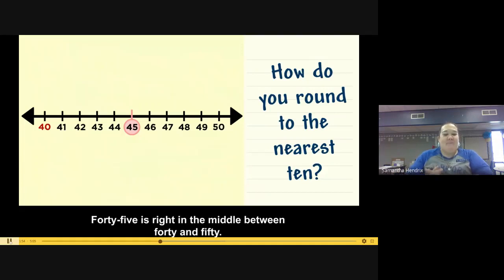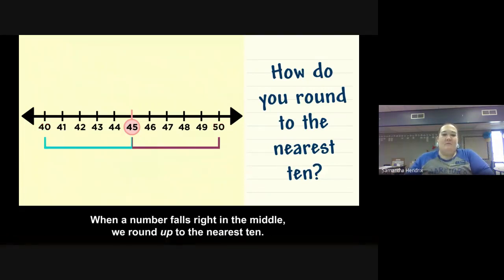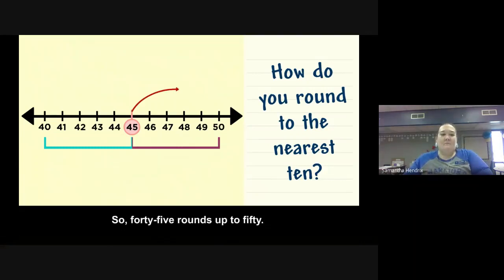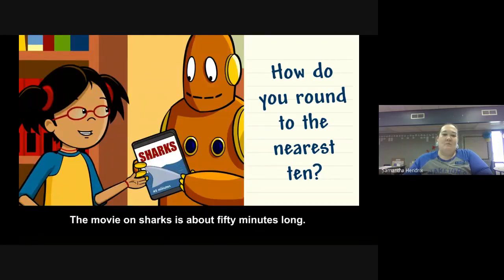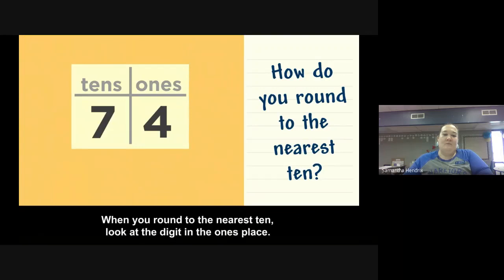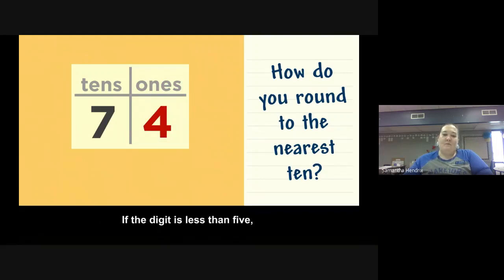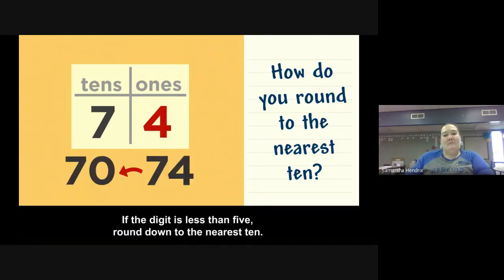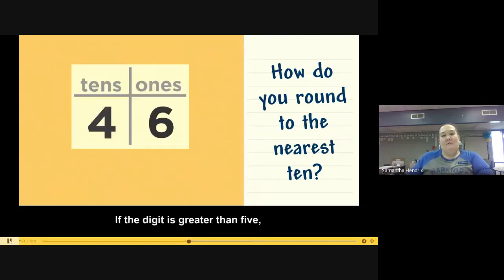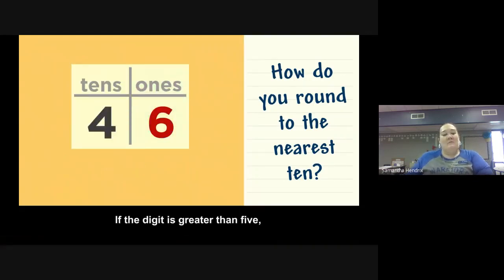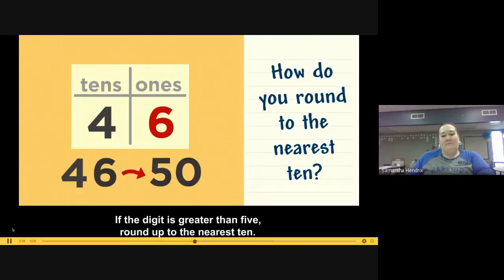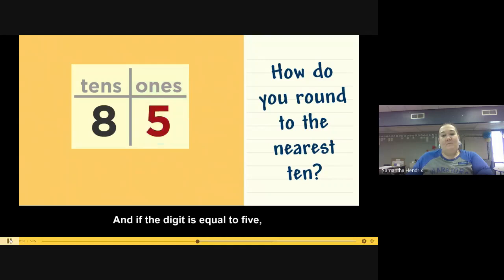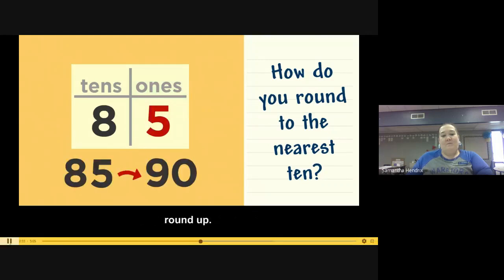Let's listen. 50. When a number falls right in the middle, we round up to the nearest 10. So 45 rounds up to 50. The movie on sharks is about 50 minutes long. When you round to the nearest 10, look at the digit in the ones place. If the digit is less than 5, round down to the nearest 10. If the digit is greater than 5, round up to the nearest 10. And if the digit is equal to 5, round up.